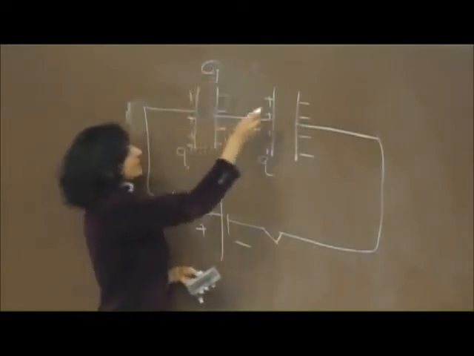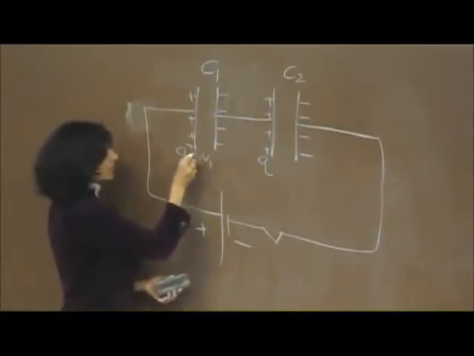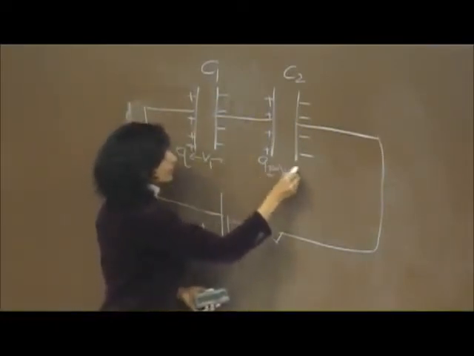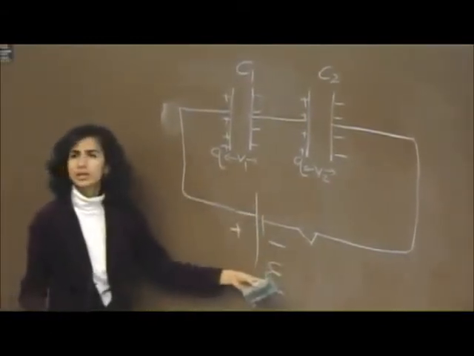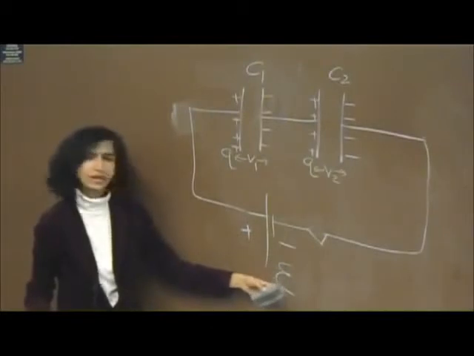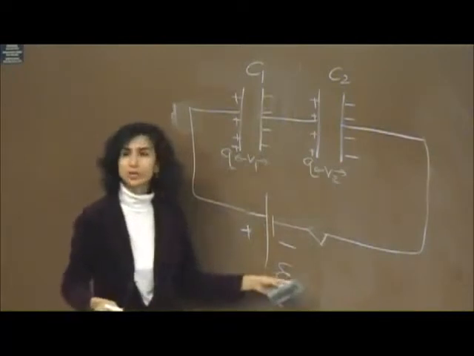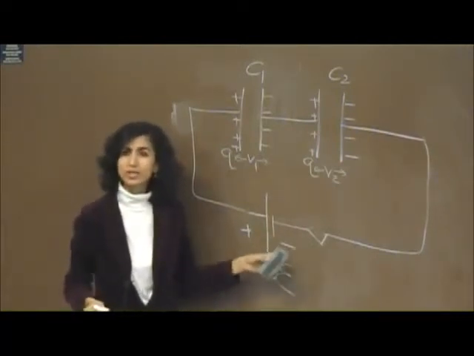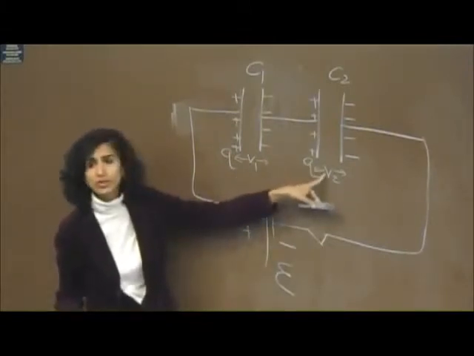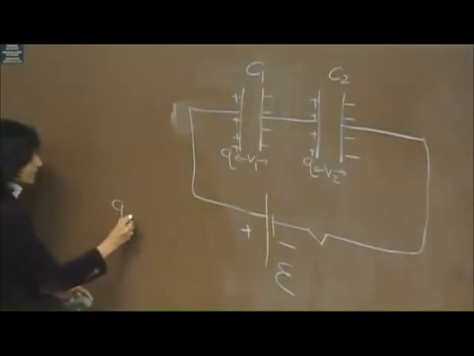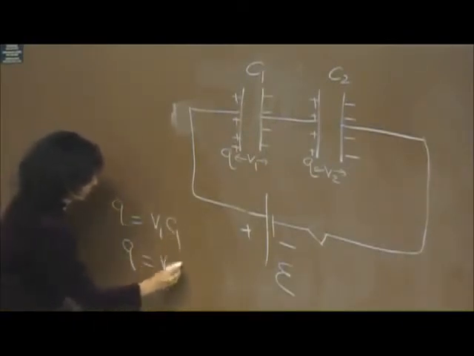But suppose this one has a capacitance C1 and this one has capacitance C2. Will the potential V1 be different in general from the potential V2? Yes. In general, all we can say is if the potential difference across the battery is, let's say, E, then V1 plus V2 should be equal to E, right? We are assuming this is an ideal battery, it doesn't have any internal resistance, but V1 doesn't have to be equal to V2. In fact, Q should be equal to V1 C1, and Q should also be equal to V2 C2.